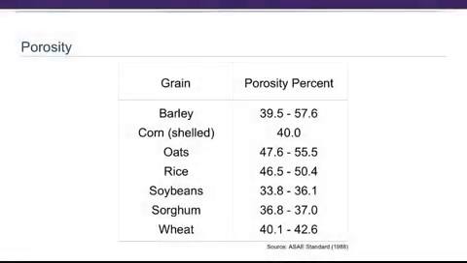This next slide shows the typical values for porosity of grains. You can see that for the most part, the grains are in the 40 to 50% porosity range. It can get a little bit higher than that in some cases. But again, it's going to depend on how tightly the material is packed, how it was loaded into the container, and things of that sort.